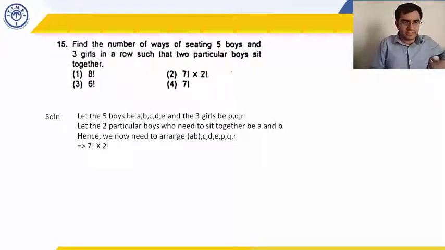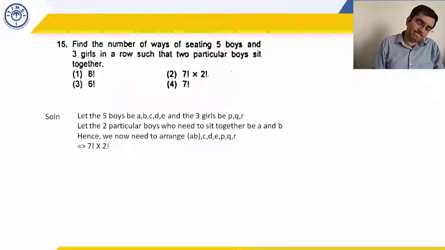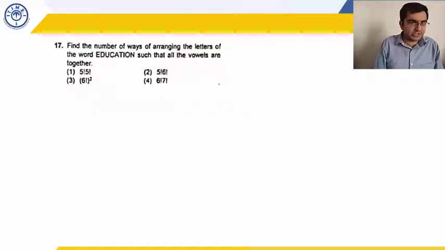Okay, so this is why, because in that case they were identical, whereas over here these are not identical. So in total we have to multiply by 2 factorial. Okay, let's move to the next question.